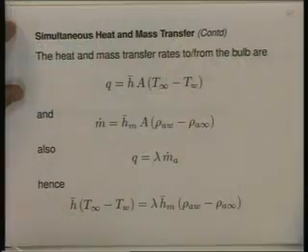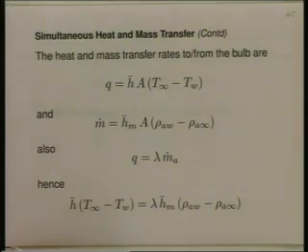Notice that the bulb is at a temperature lower than that of the surroundings. So, the bulb will receive heat from the surrounding air by convection. The wick is saturated with water, so the density of water vapor next to the wick will be higher than the density of air which is approaching it. And hence there will be a mass transfer of water vapor from the wick to the air which is flowing across. Let us write expressions for heat transfer and mass transfer.